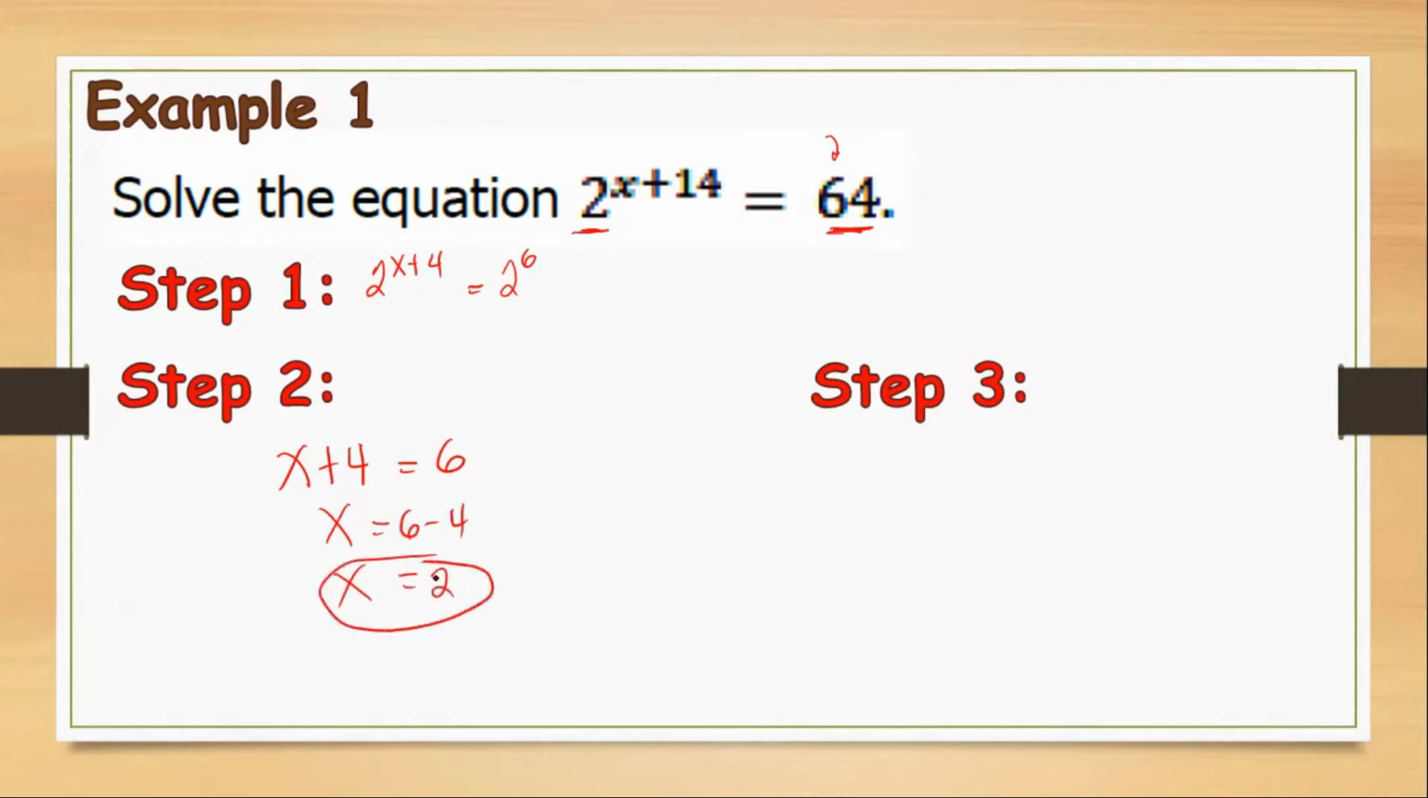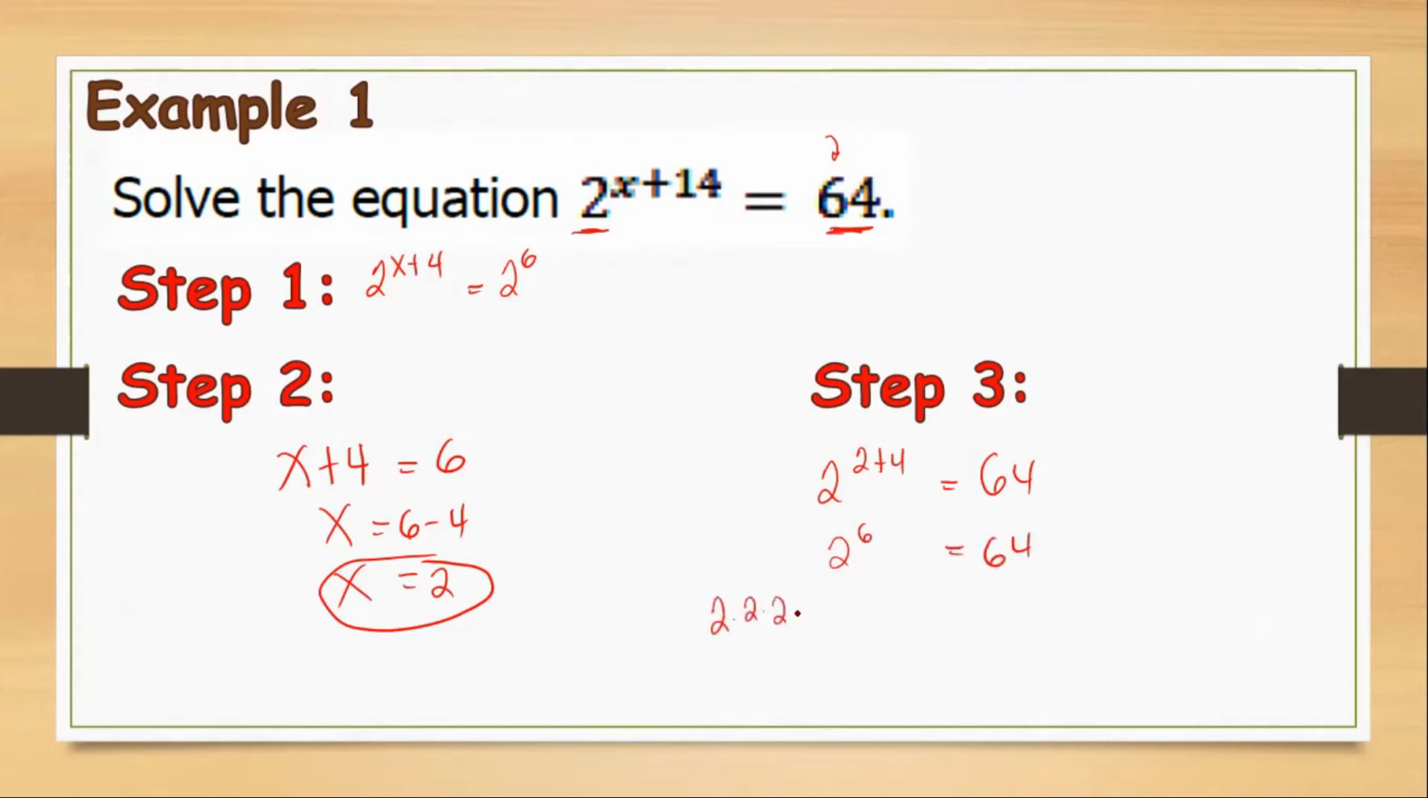This will be the answer or the solution for this exponential equation. And if you are going to check that, that is 2 raised to 2 plus 4 equals 64. Let's try. 2 raised to 6 is equal to 64. So let's try to solve this.